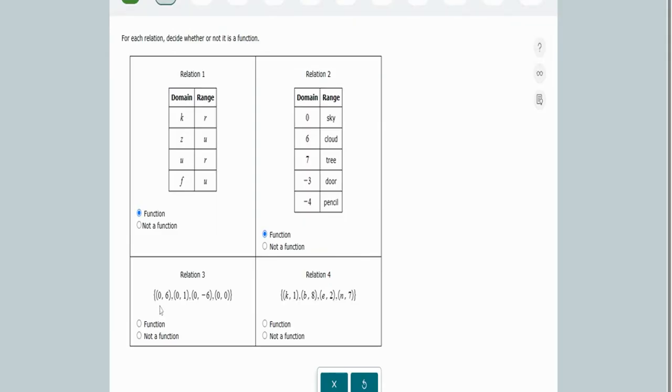On this last one, or number 3, excuse me, the first number is 0 in each one, and each one seems to be paired with a different y value. So this is definitely not a function. And then on this fourth problem, K, B, E, N, all the first letters are different, so this would be considered a function.